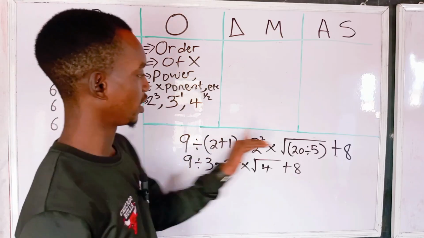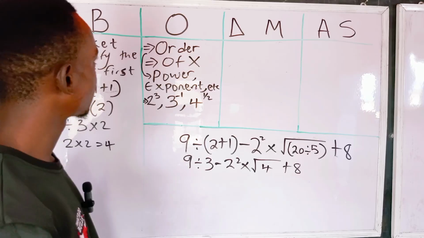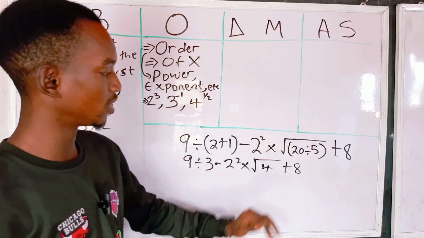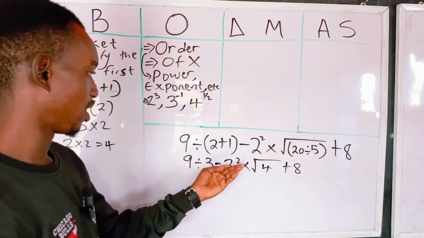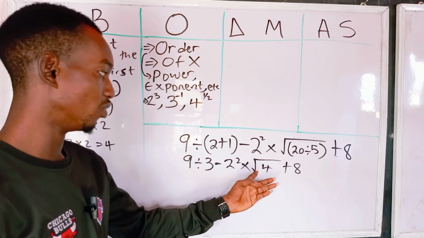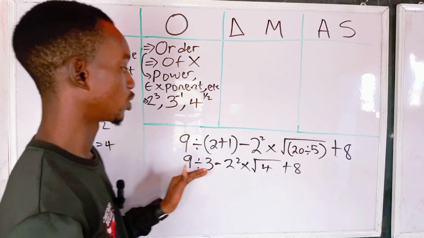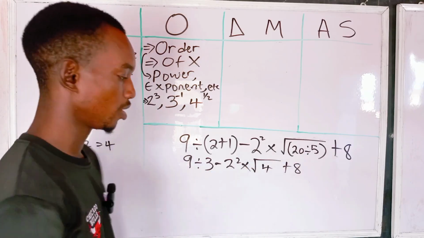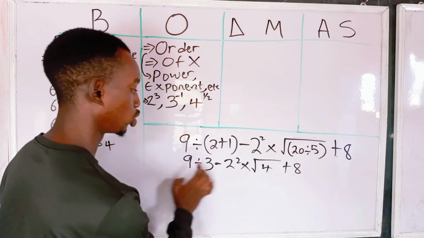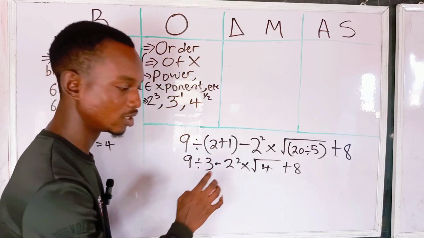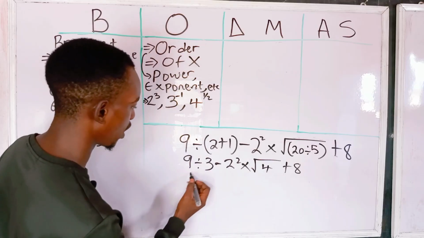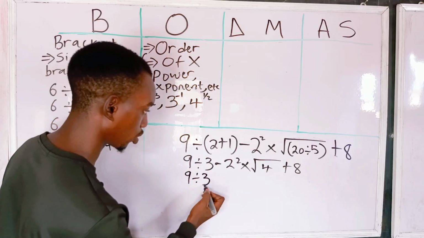So we have simplified the bracket, and the next thing in the order is the exponent. What are the exponents that we have? We have the square here, and we also have this root. It's also an exponent, a fractional exponent. So I'm going to be doing them next. Start from the left. Don't do anything here next. Please don't do anything. Do the powers first. So you are going to have 9 divided by 3 untouched.